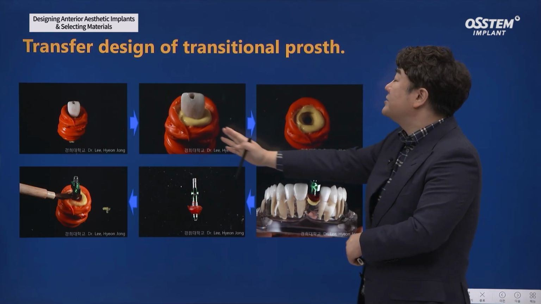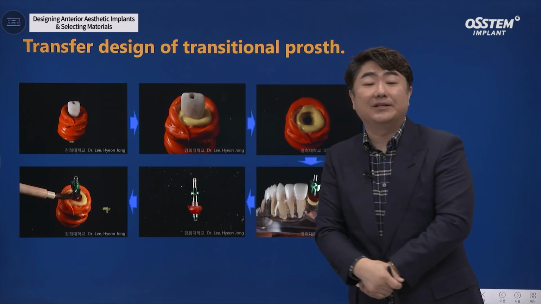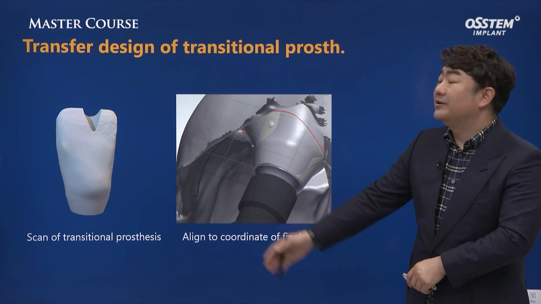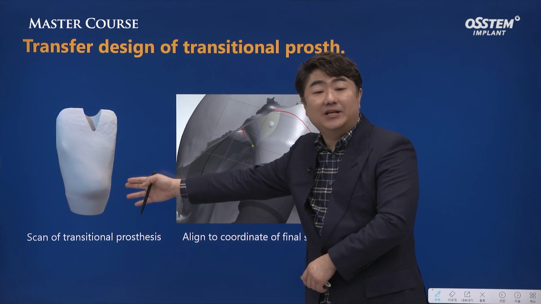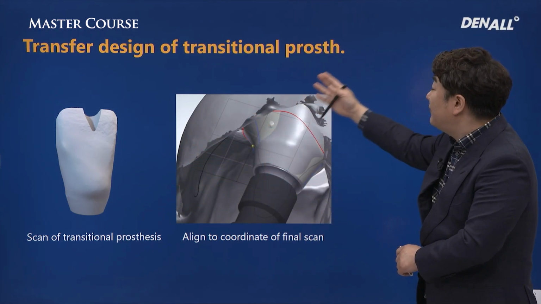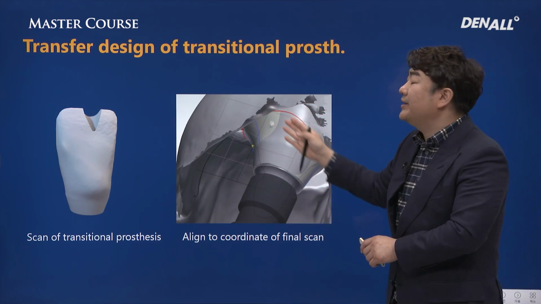In the past, we would copy the lower part and make a custom impression coping. Using digital dentistry, you can scan the transitional prosthesis and then align it to the coordinates of the final scan. Then you'll be able to reflect the design of the transitional prosthesis to the final prosthesis very easily.